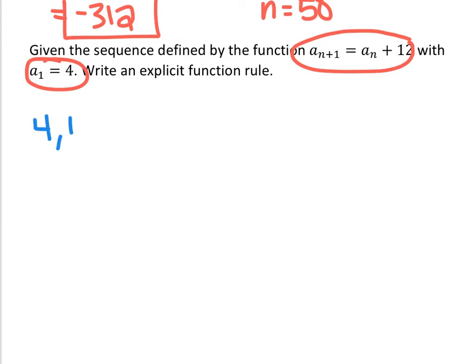So 4 plus 12 gives us 16. Add 12 again to get the next term, 28. Add 12 again to get the next term, 40. And you can keep on going forever. I'm going to stop there.